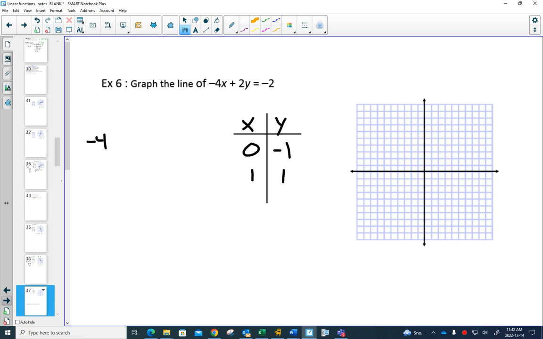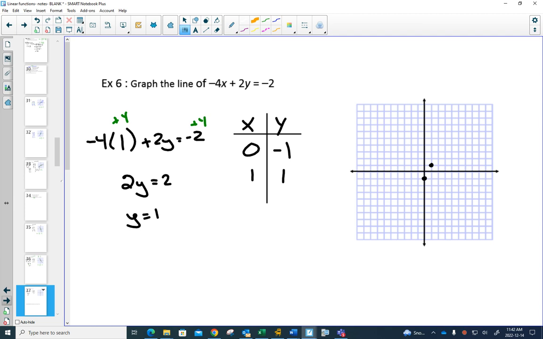Again, you could do that off to the side. Plug in 1. This will be -4. If I add 4 to both sides, combine my like terms, then I would get 2y is equal to 2. Divide both sides by 2, I'd get y equals 1. Sure enough, it works. So I have 0, -1. I have 1, 1.